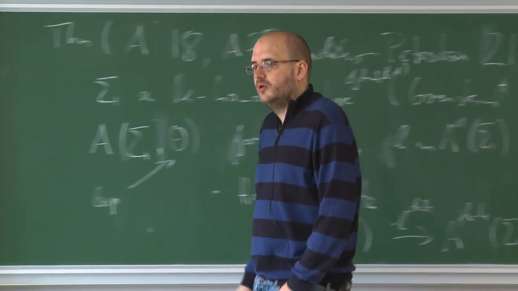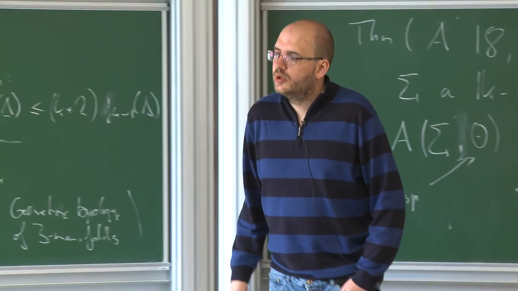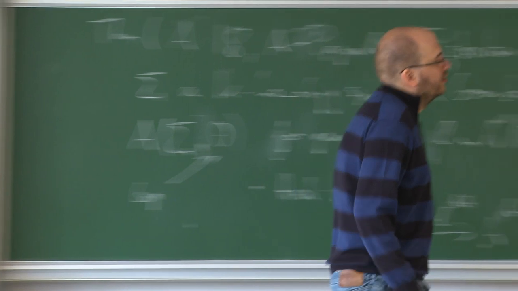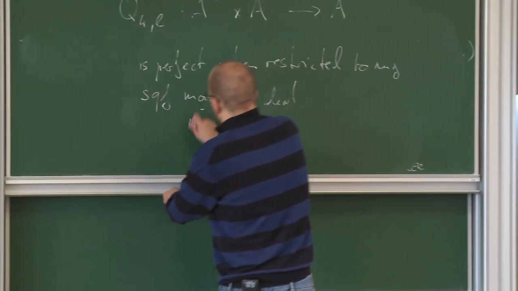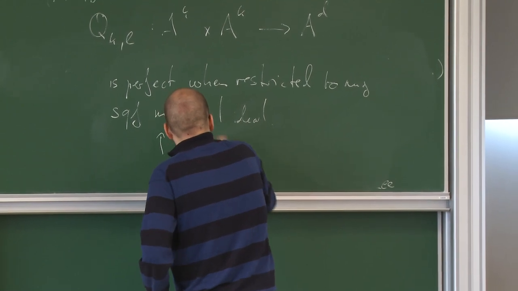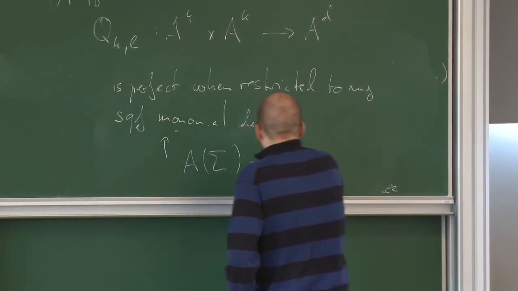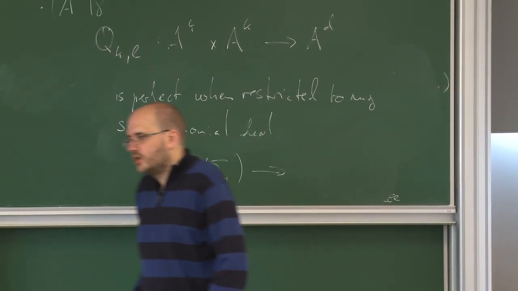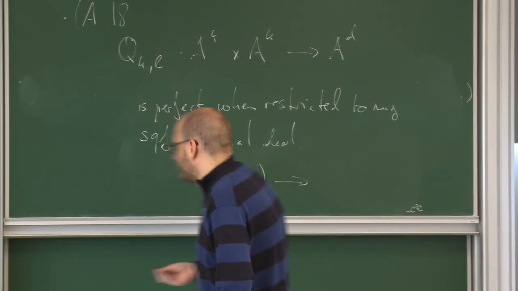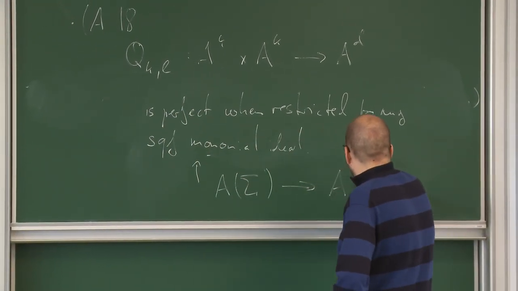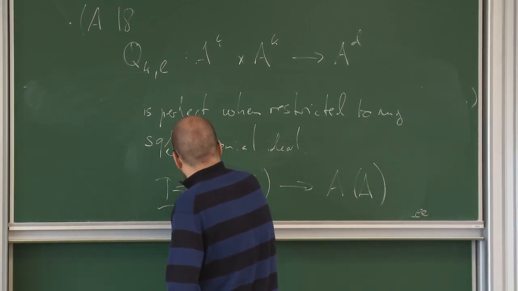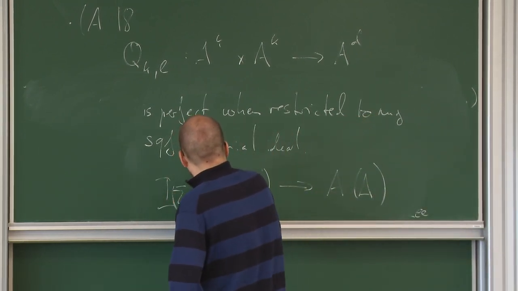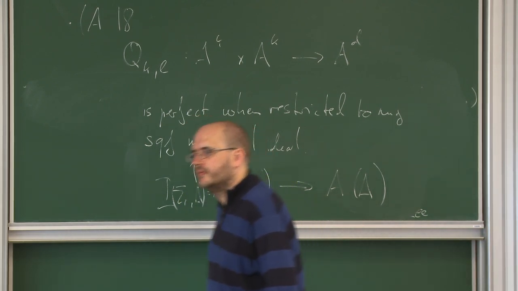Yes, Maxim? Square-free ideals, something of large degree, for k less than half. What do you mean by ideals? I take a subcomplex delta of sigma, and I take the kernel of the restriction map. These are the ideals I'm looking at.